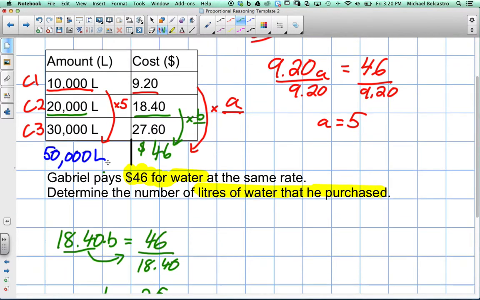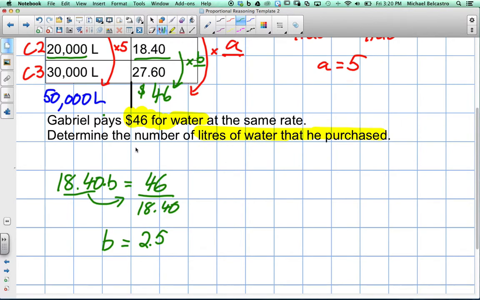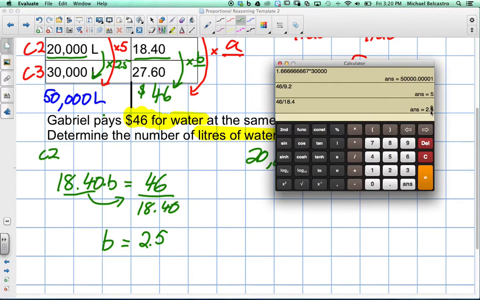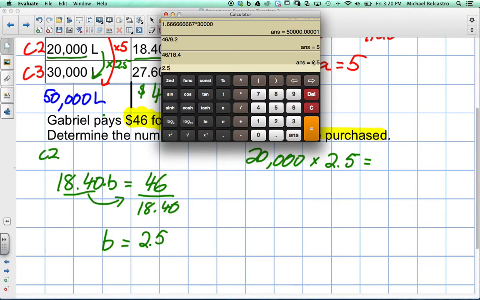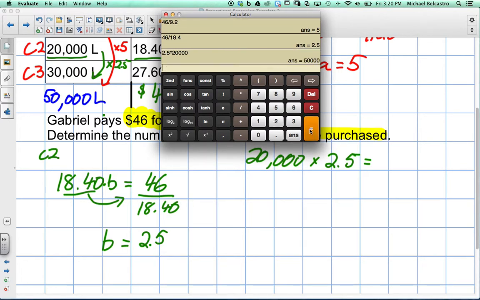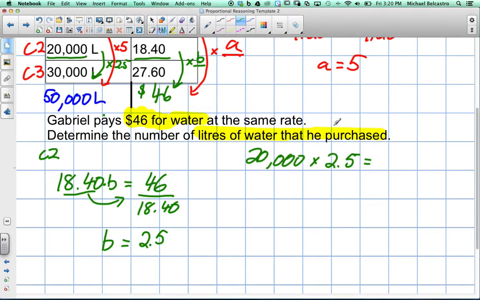So let's see that. Remember, customer 2 bought 20,000 liters. So remember, this was our customer 2. Because they bought 20,000 liters, okay, we know we have to multiply by 2.5. So we're going to take 20,000 and multiply it by 2.5, and that's how many liters Gabriel should have. And it turns out that when we do that, 2.5 multiplied by 20,000 is equal to 50,000. So exact same answer we had found before.